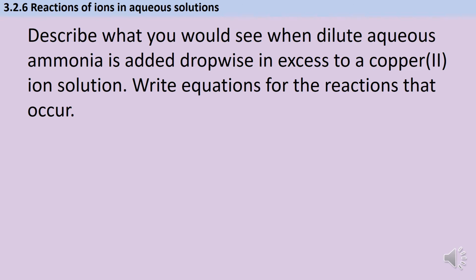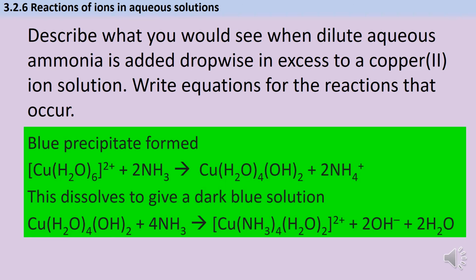So obviously the first step is that we have a blue precipitate formed, and this is going to happen with the ammonia turning into ammonium ions and 2 hydroxide ions taking the place of 2 of the water molecules. And this will then dissolve to give a dark blue solution. So we've then got that partial substitution that we saw on the previous page, and the 2 hydroxide ions and the 2 water molecules.